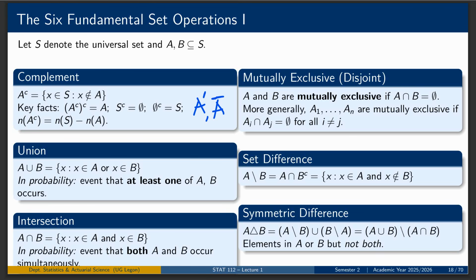Then we can also have the symmetric difference. The symmetric difference of A and B will be the set difference A intersection B complement, union B intersection A complement. And that can also be written as the difference of A union B and A intersection B. So these are the elements in A or B, but not both. That's what we mean by the symmetric difference.